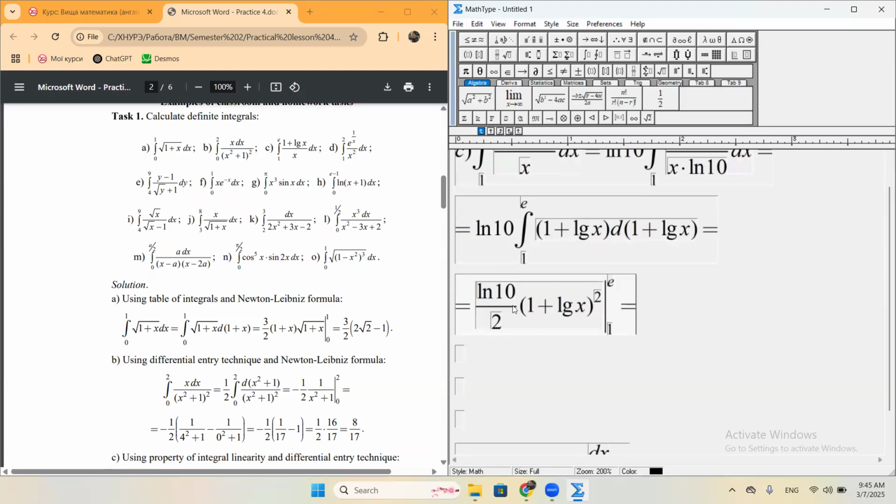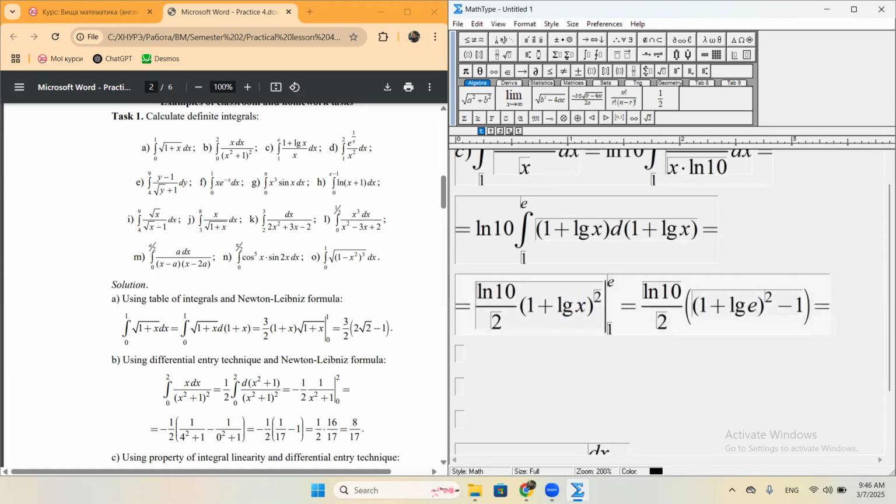So calculating: 1 plus the decimal logarithm of e to the power of 2, minus 1, minus 1. Yeah, because the logarithm of 1, either decimal or another logarithm, is 0. So it will be equal to 0.